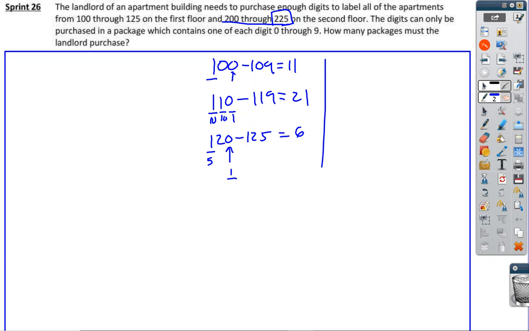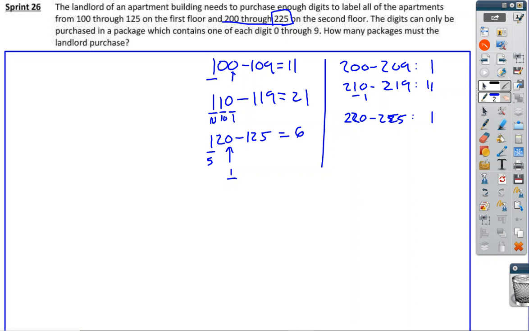How about the 200s? Well, from 200 through 209, we're only going to have 1 for 201. From 210 through 219, we're going to have that 11 again, because we're going to have 10 in the tens digit, and we're going to have 1 here. And then from 220 through 225, that's a 25, we're going to only have 1.